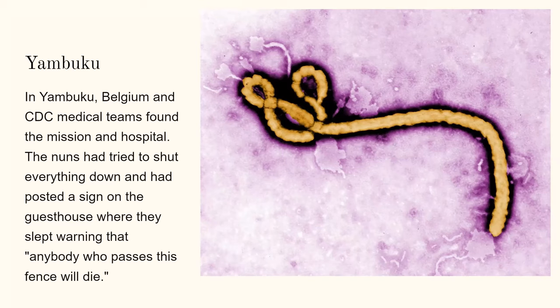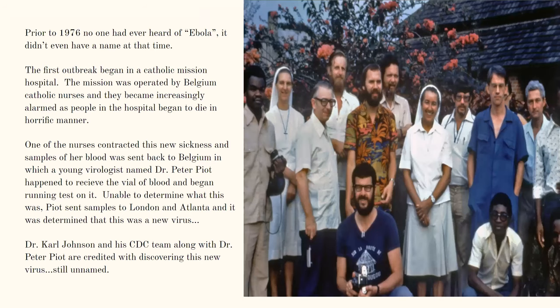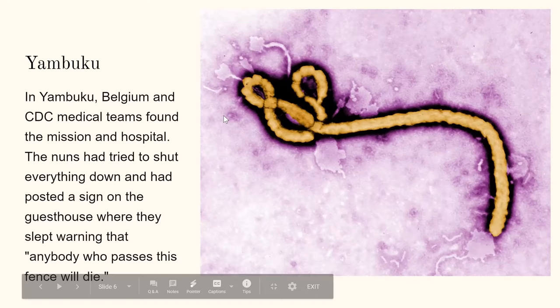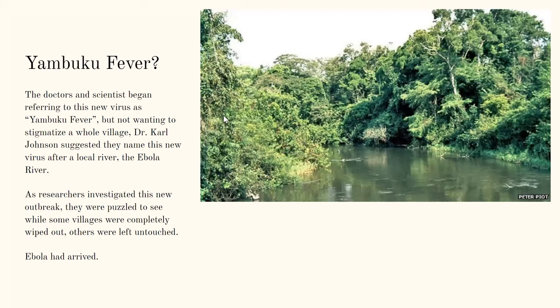Now, you have Yambuku, Zaire. Around Yambuku, you have other small little villages, within several hours walk. And they didn't want this virus to spread to those smaller villages. So once again, they tried to shut it down. So when Dr. Carl Johnson and Peter Piot, when this picture was taken, actually in Yambuku, Zaire, Peter Piot here in the colorful shirt and Carl Johnson, when they got there, they were horrified at what they saw.